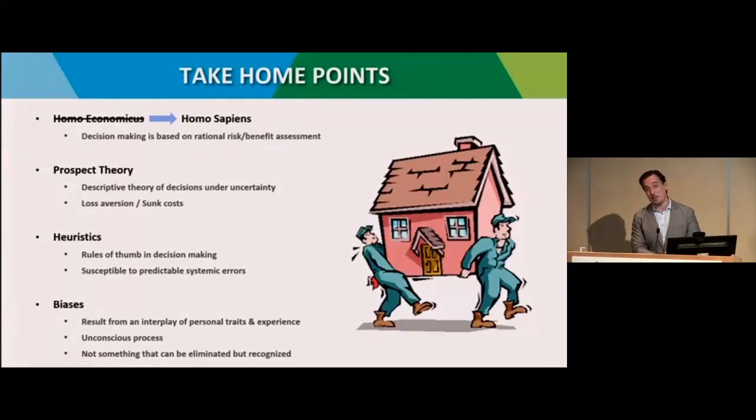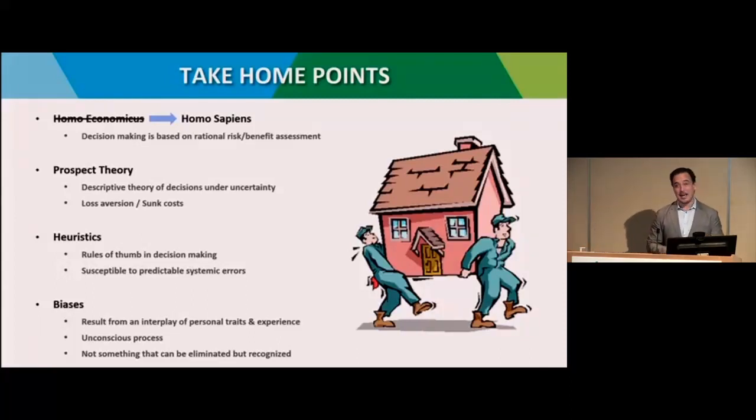Prospect theory, if you can remember anything from it, it's a descriptive theory of decisions made under uncertainty, and it's driven by loss aversion, sunk costs, as well as a variety of other factors. But particularly with loss aversion, it's important to realize that when we look at it systemically, boy, we like to have gains, but we hate to lose. And that's a big part of what can drive the decisions we make, or our patients may make.